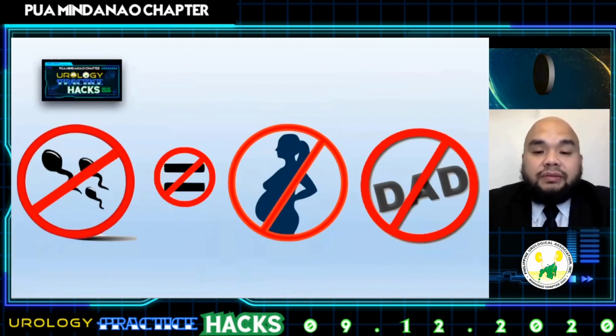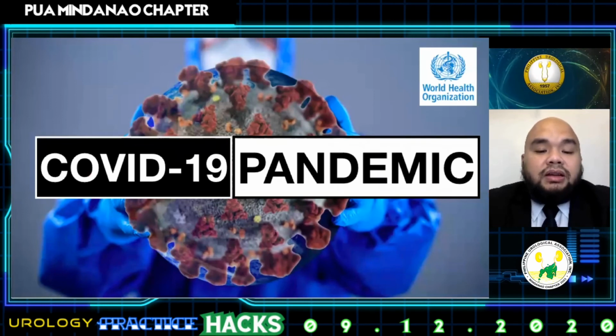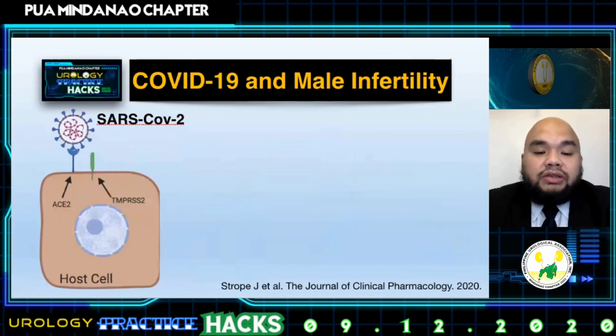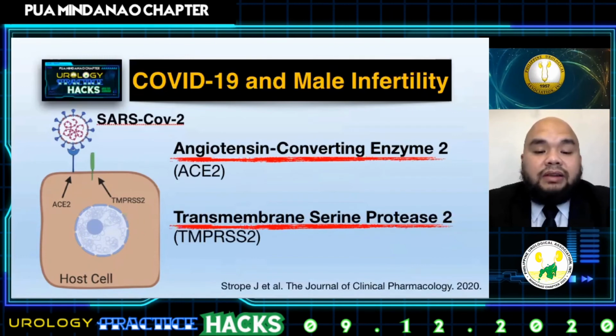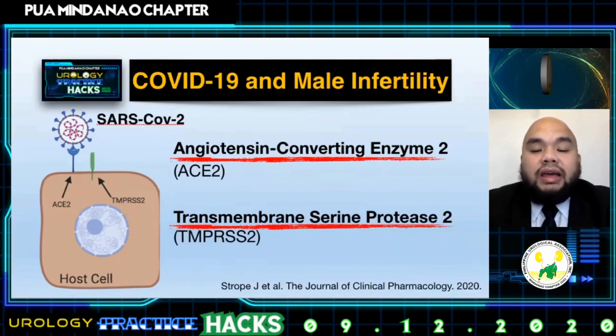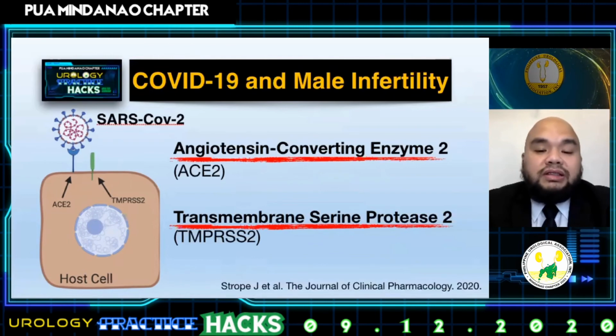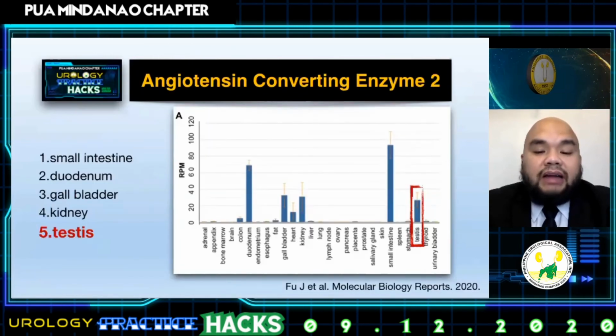So next, the World Health Organization declared the COVID-19 outbreak a global pandemic last March of 2020. SARS coronavirus 2, the causative agent of COVID-19, gains entry into target cells by the interaction between its virus spike protein and cellular angiotensin converting enzyme 2 and the transmembrane serine protease 2 of the host cells. It was found that angiotensin converting enzyme 2 is highly expressed in different tissues, and testis is among the top 5 of those expressions.